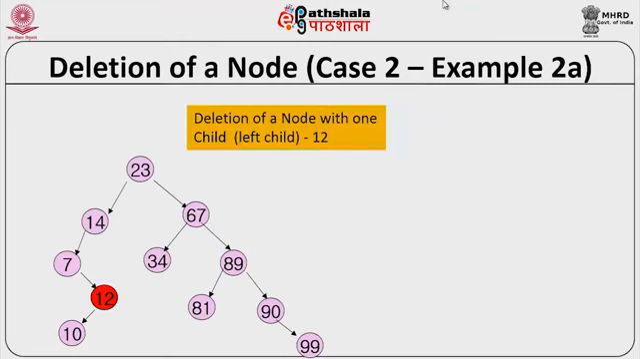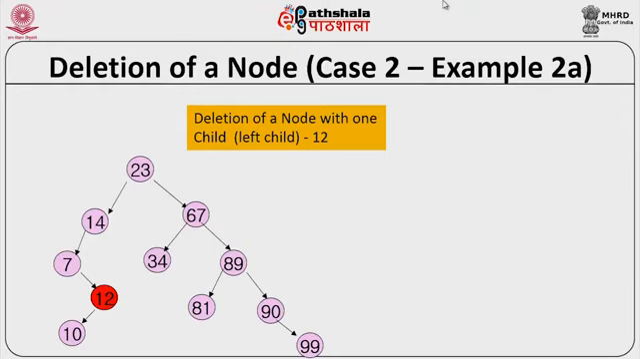The case here is the deletion of a node with one child. In this case, we want to delete 12, and it has a left child 10. That is it, it has one child, and that child is a left child. So, what do we do?